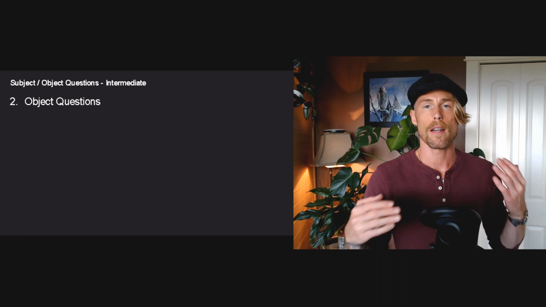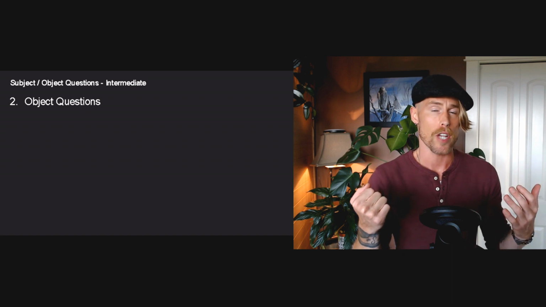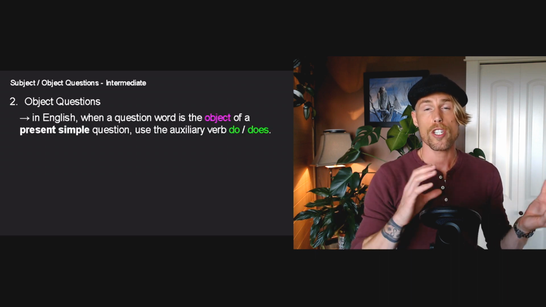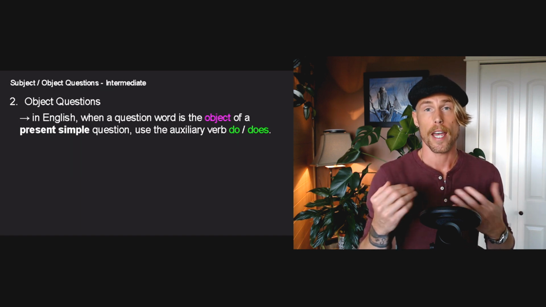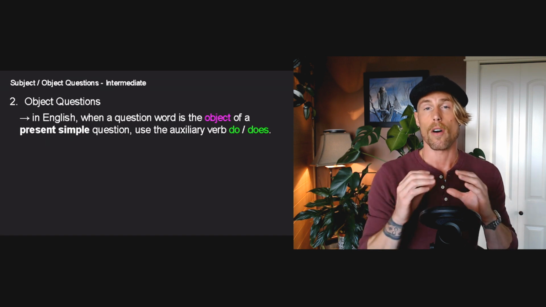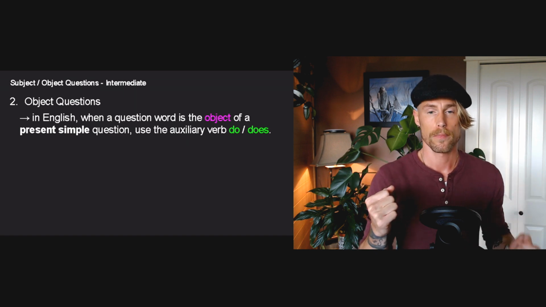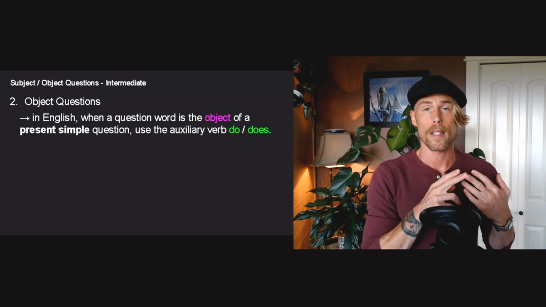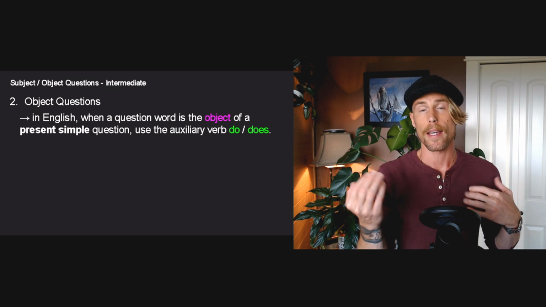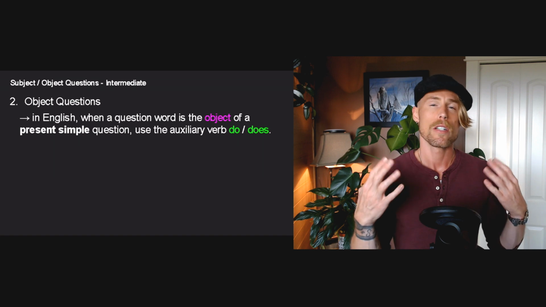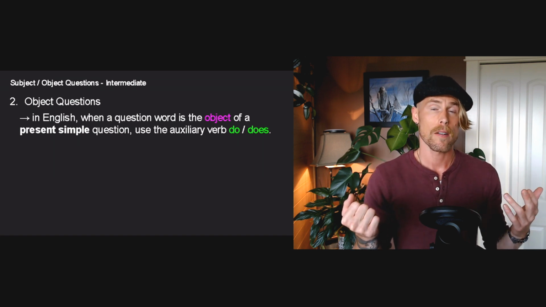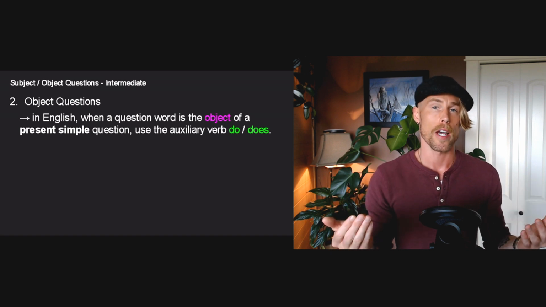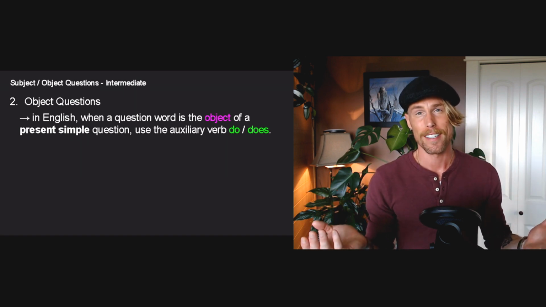Okay, so now that we have reviewed a little bit about subjects and objects, let's talk about object questions. In English, when a question word is the object of a present simple question, use the auxiliary verb do or does. So, what are the question words in English? Most common question words: who, what, when, where, how, why, how many. These are common question words. Today, we are going to focus on what and who, because these are the most common question words that we use with object questions at the intermediate level. Let's look at some examples.